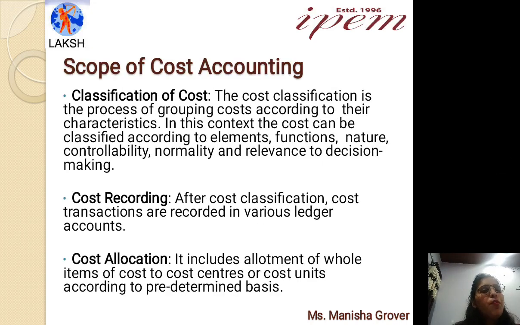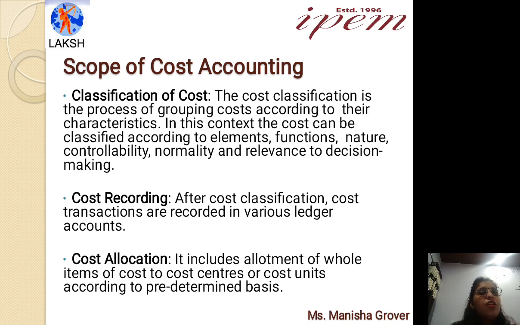Next is the scope of cost accounting. The first one is classification of cost. Basically, we can classify cost by elements, function, nature, controllability, normability, and relevance to decision making. Under elements, there is direct or indirect. Regarding function, we have fixed cost, variable cost, and semi-variable cost. Then controllability: we have controllable and non-controllable cost. So there are various costs involved under cost accounting, and it is very helpful to get information regarding every cost.